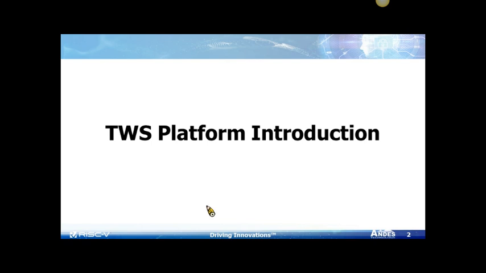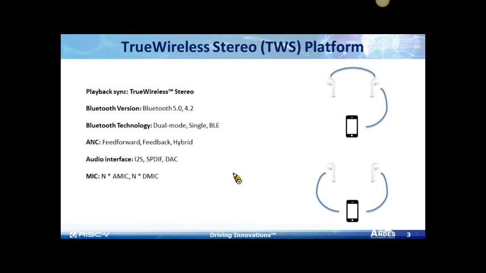First, let's talk about the TWS platform introduction. In the TWS platform, it should cover several things. First, what kind of Bluetooth version is supported in the platform? It can be Bluetooth 4.2, 5.0, or even the latest version 5.2. And next, what kind of Bluetooth technology is supported in the platform? Bluetooth low energy, single mode, or dual mode.